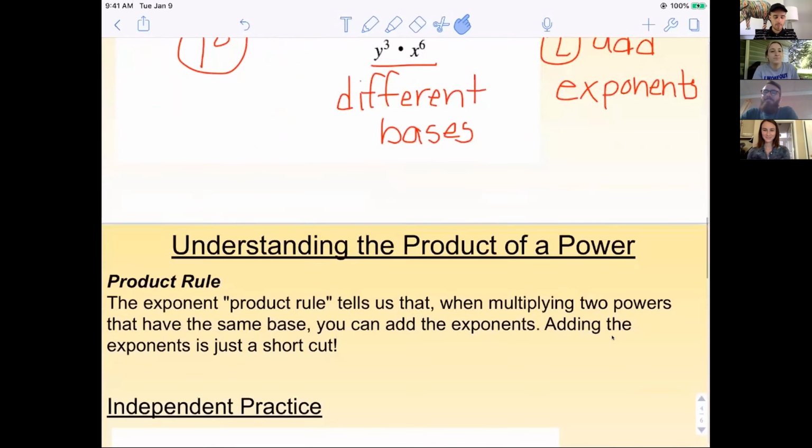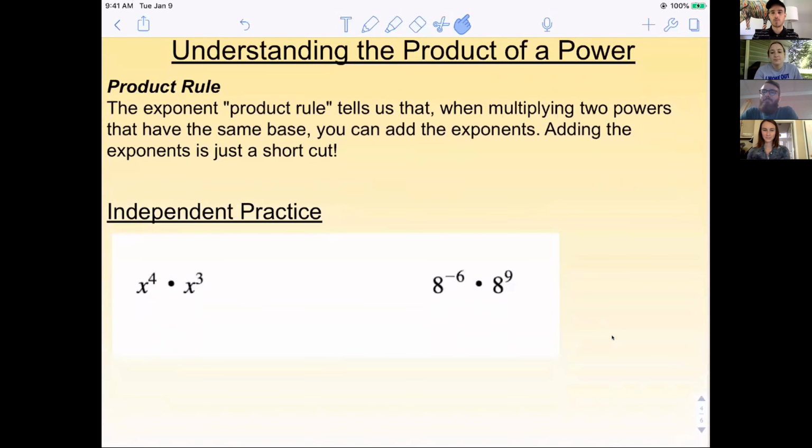All right. So what we call this with the product of a power in terms of our math terms. So the product rule tells us that when we multiply two powers that have the same base, you can add the exponents. So adding the exponents is just our shortcut method here. So this is going to be your independent practice here. So I'm going to have 2 volunteers actually show their work on their own whiteboards here.